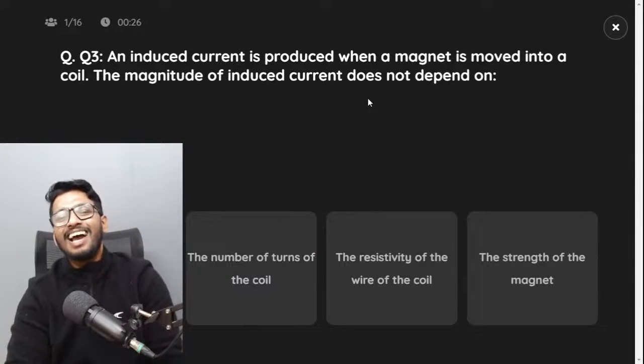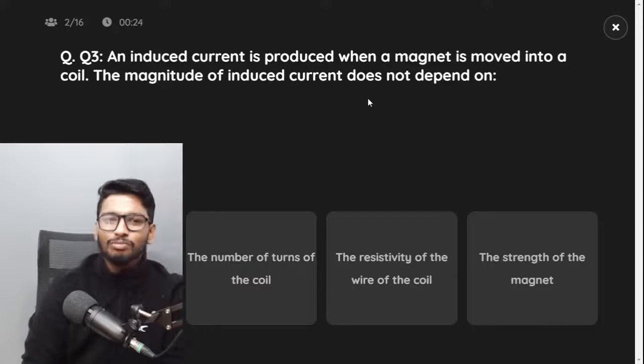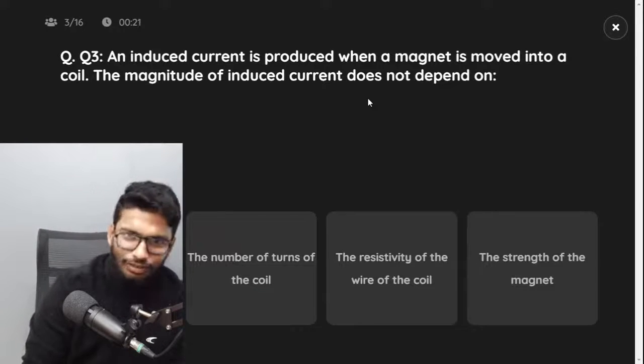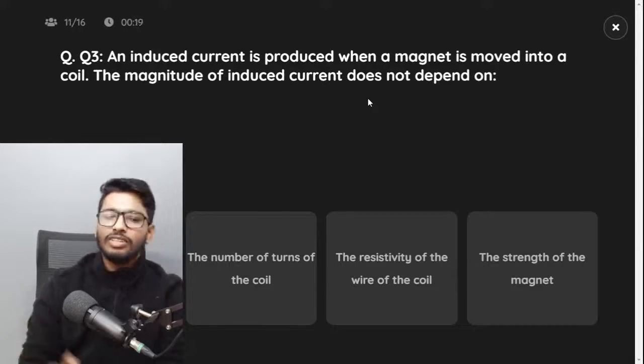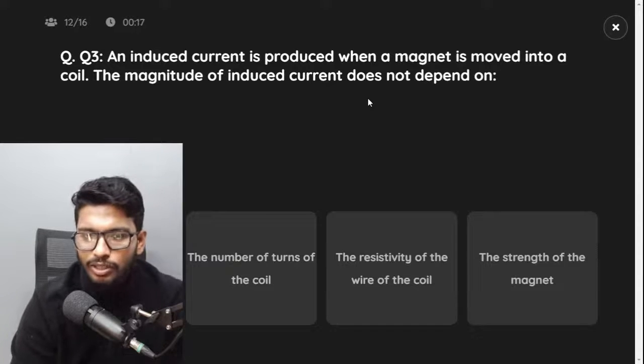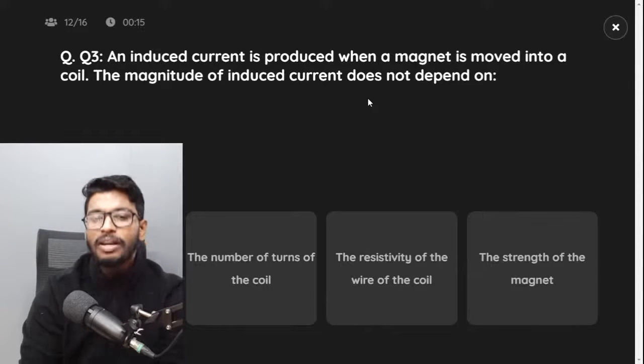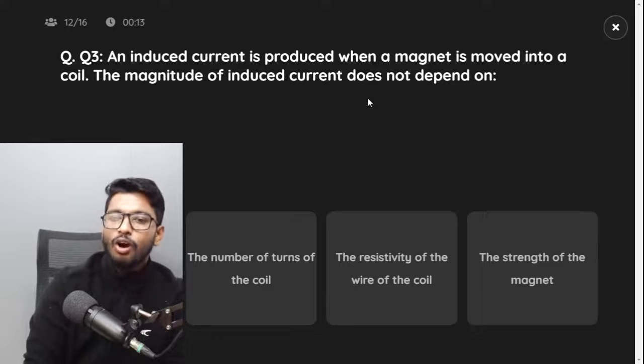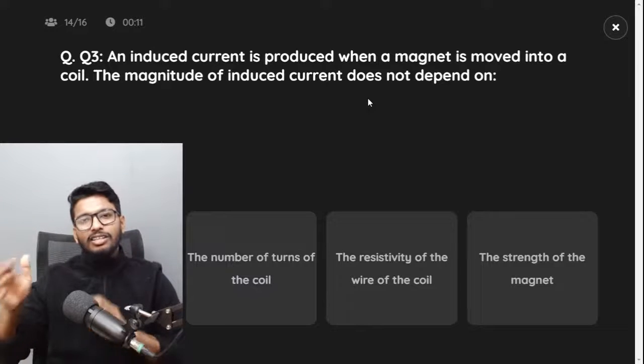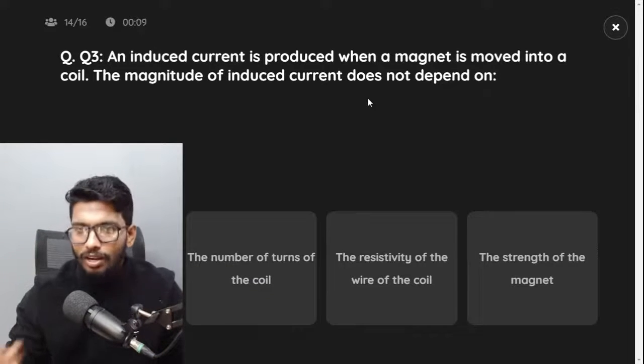Here's the question. An induced current is produced when a magnet is moved in a coil. The magnitude of induced current does not depend on which of these factors: the speed at which the magnet is moved, the number of turns of the coil, the resistivity of the wire of the coil, or the strength of the magnet. Which factor does it not depend on?